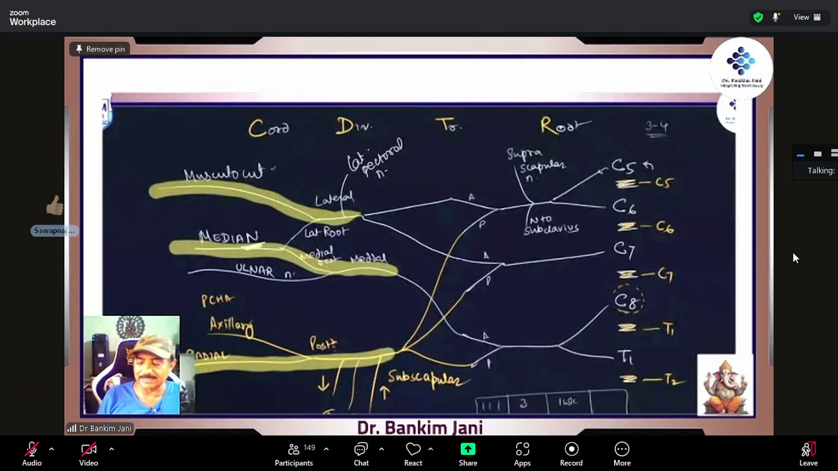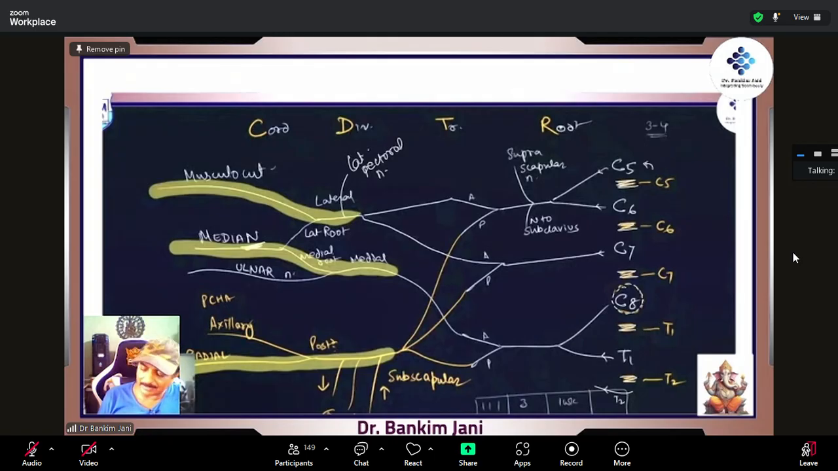So this root is called C5. This root is called C6. This root is called C7. This root, we should call it T1. No, but the rule changes in thoracic. In thoracic, the branch which is coming below is called that. So this is T1. Below it, if there is a branch, it will be called T2.